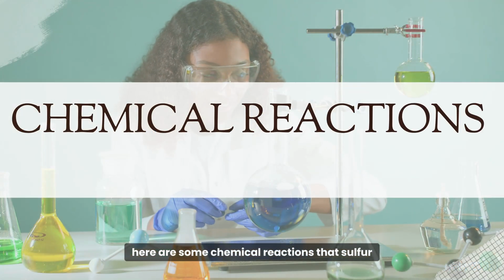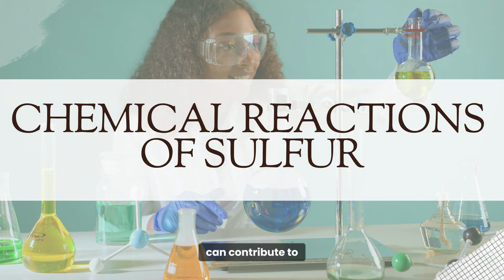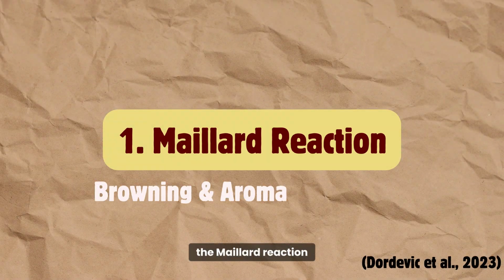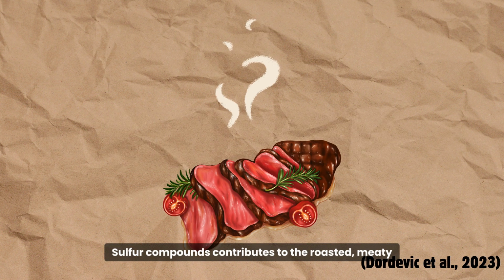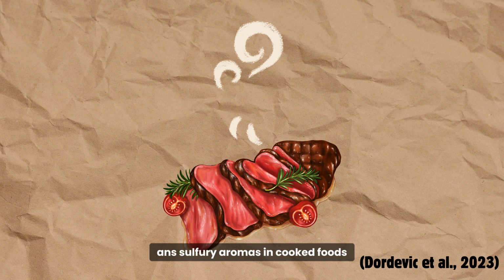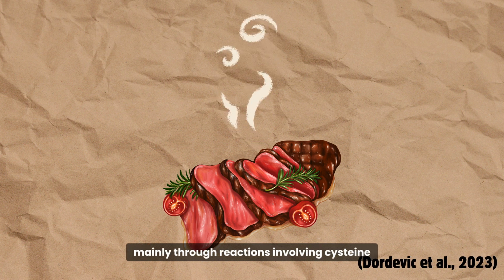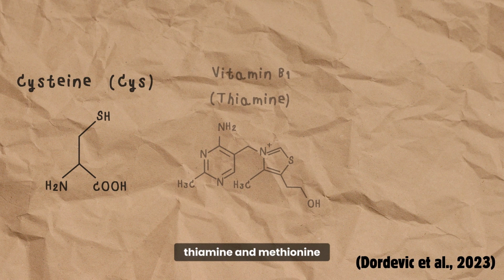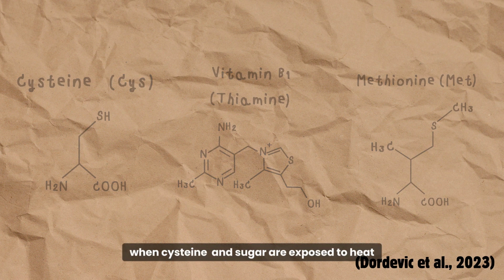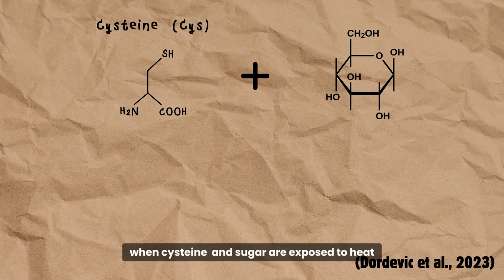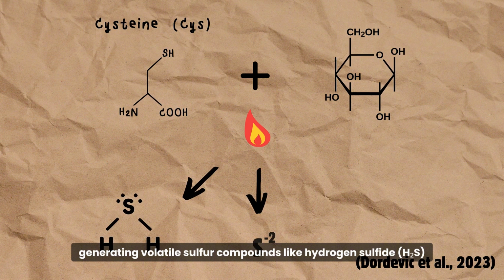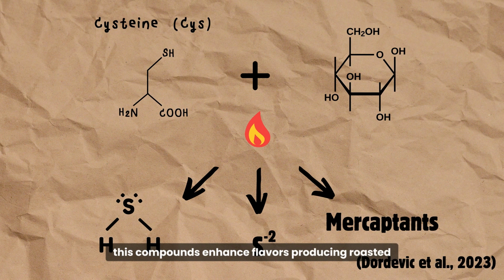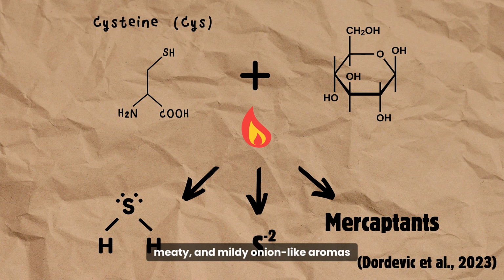Here are some chemical reactions that sulfur can contribute to. First, the Maillard reaction, or the browning and aroma formation. Sulfur compounds contribute to the roasted, meaty, and sulfury aromas in cooked foods. Many reactions involving cysteine, thiamine, and methionine. When cysteine and sugar are exposed to heat, cysteine breaks down, generating volatile sulfur compounds like hydrogen sulfide, sulfides, and mercaptans. These compounds enhance flavors, producing roasted, meaty, and mildly onion-like aromas.